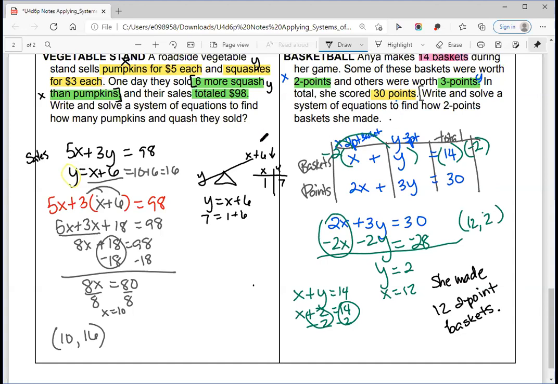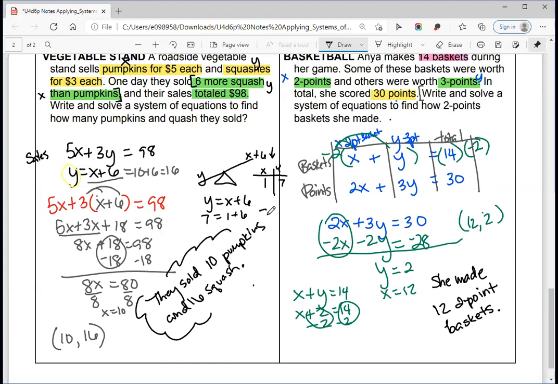So I answer that. The other one said, how many pumpkins and squash were sold? Okay, well, pumpkins was X. So they sold 10 pumpkins and 16 squash. So that's always a good point too. Just remember, hey, did I answer the question that they were actually asking?